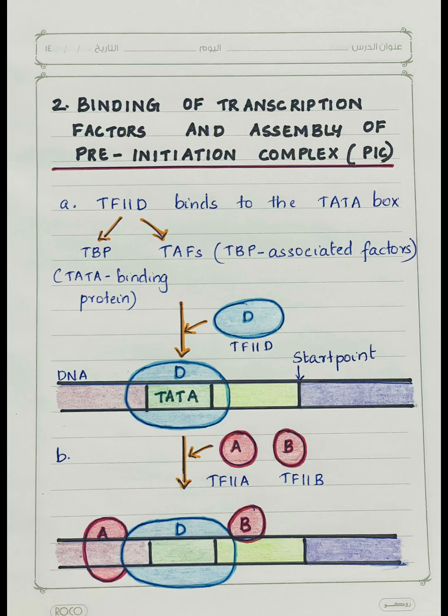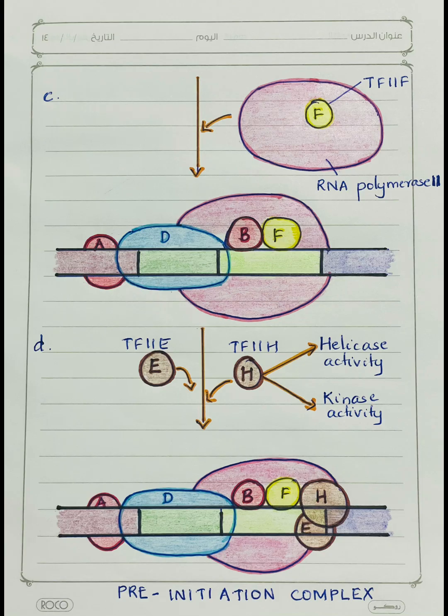In the next step, transcription factor IIA and transcription factor IIB bind. Transcription factor IIA stabilizes the TFIID DNA interaction, whereas transcription factor IIB helps position RNA polymerase II at the right place on the DNA and recruit it to the complex. In the next step, RNA polymerase II arrives escorted by transcription factor IIF. TFIIF helps RNA polymerase II to bind accurately to the DNA and prevents non-specific binding.